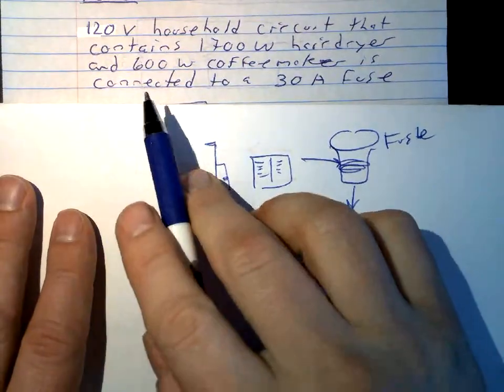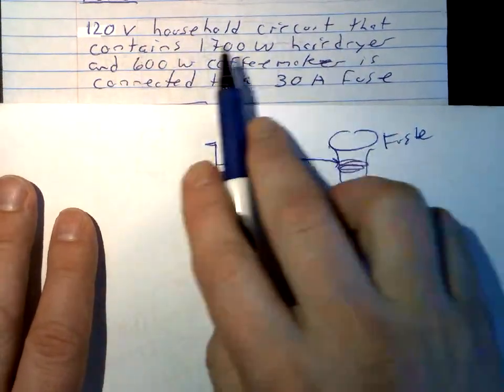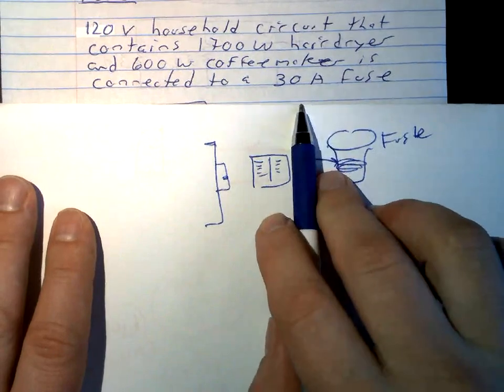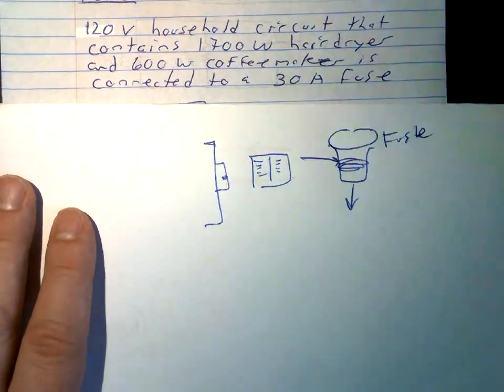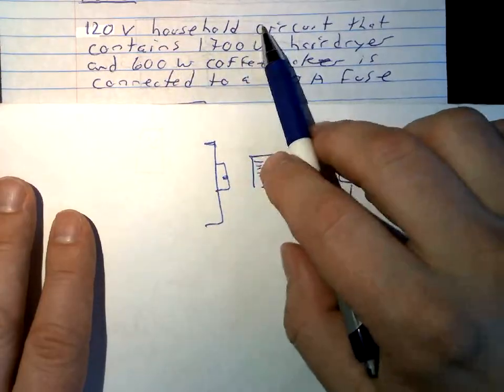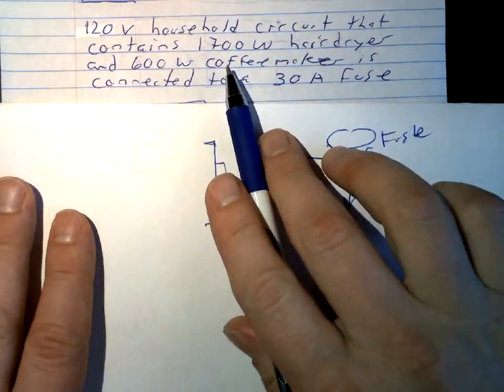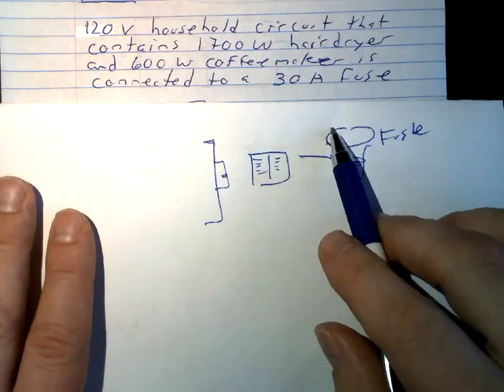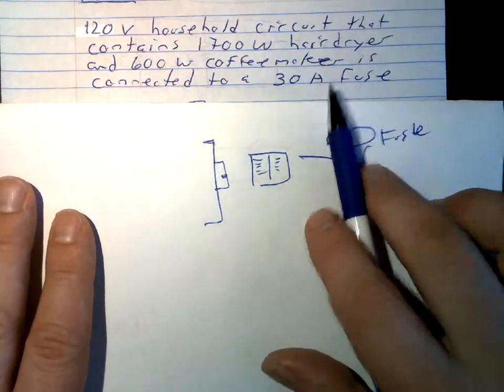So let's say you had 120 volts. You had 2 things hooked up with a 30 amp fuse. What I'm going to ask you, what if you put both of these on at the same time? You're blow-drying your hair and the coffee maker is making your lovely coffee. Are you going to blow the fuse?